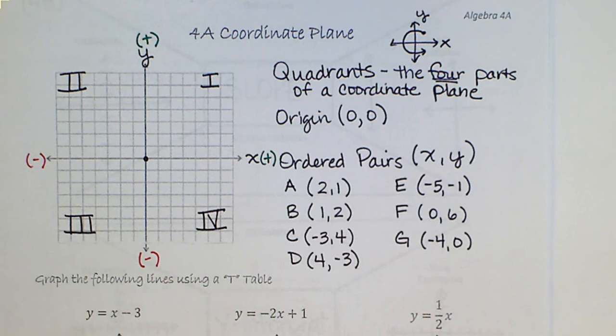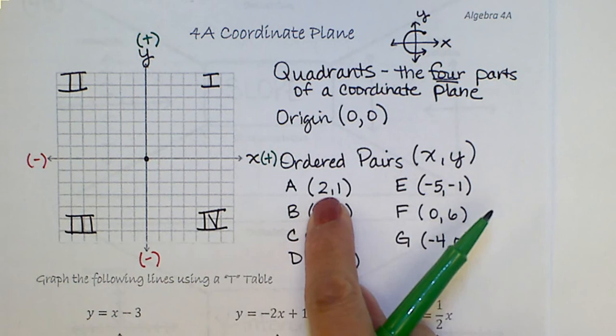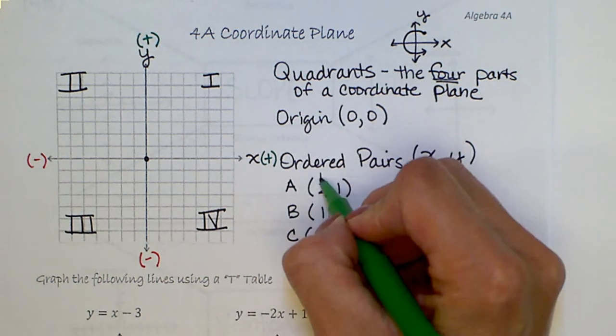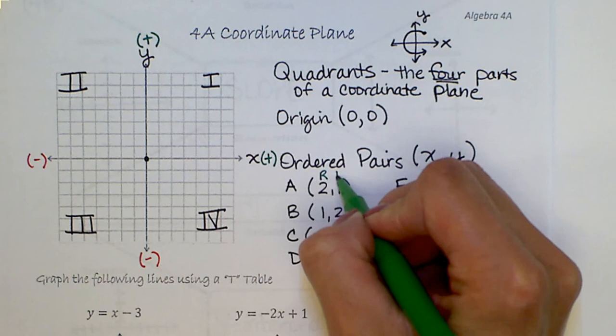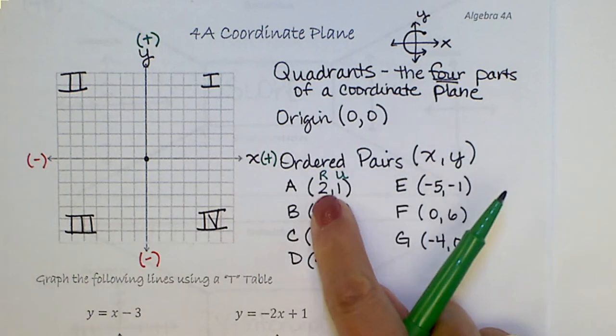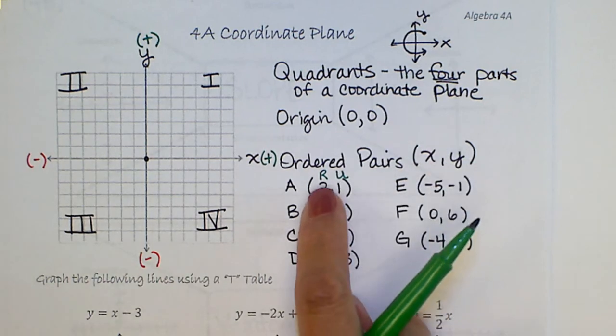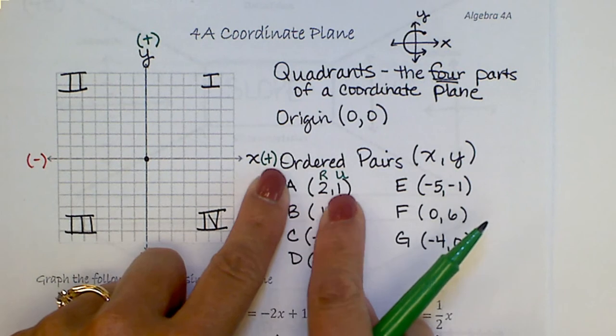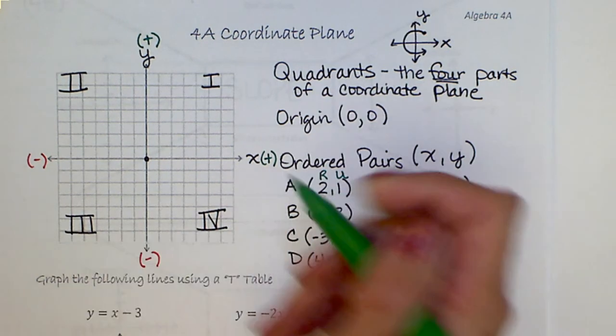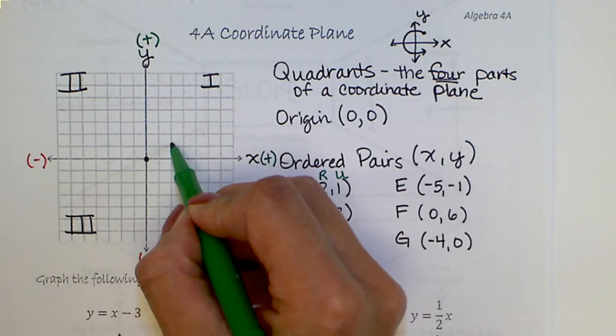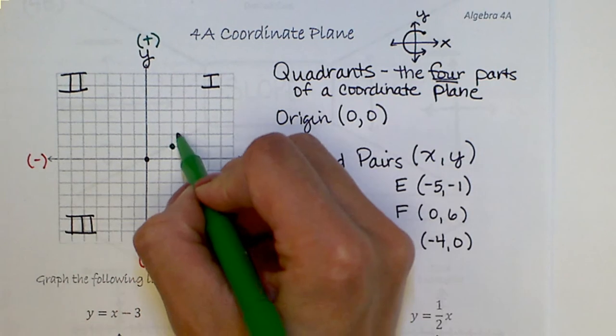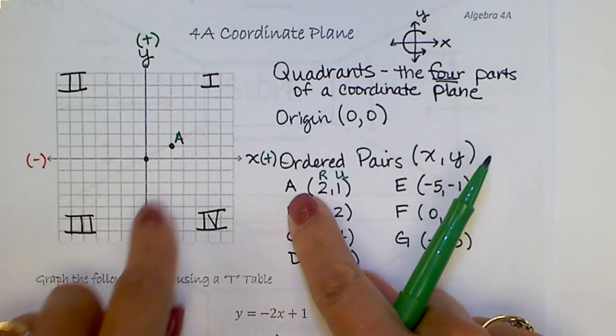So for A, this positive 2 means go to the right, and then the positive 1 means we're going to go up. So oftentimes I encourage students, if they need to, positive means go right, positive means go up. So I'm going to go to the right 2, up 1, draw a dot, and I'm going to label this as point A.